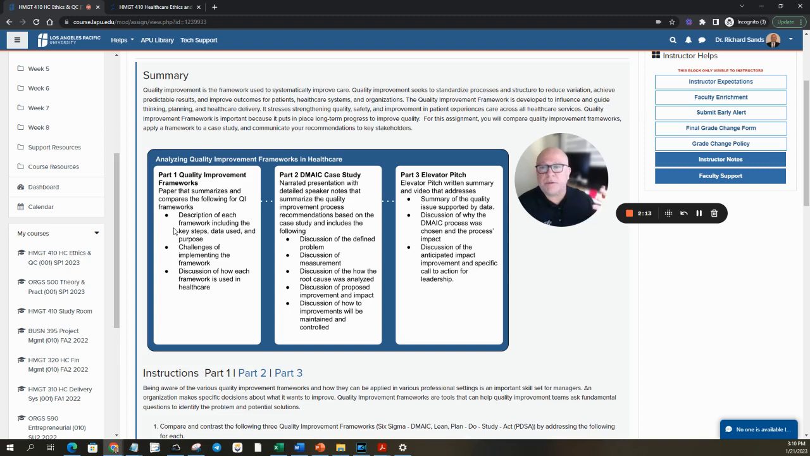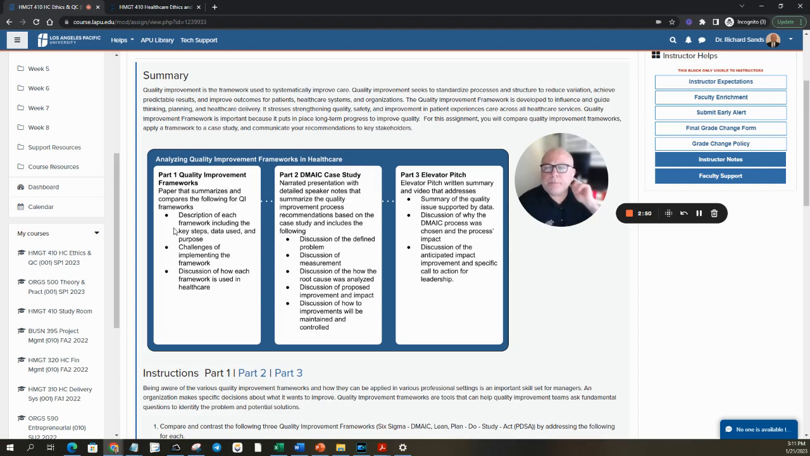Okay, so basically describing it, including key steps, how long is this framework, how many steps; data used, that's important because if you don't have access to the data when using a certain framework, then your chances of success are limited. Like, for example, Six Sigma DMAIC, you have to have a lot of data. As you know, from my bio, I'm a certified Lean Six Sigma black belt, have run many a project with DMAIC, and you have to have access to data.